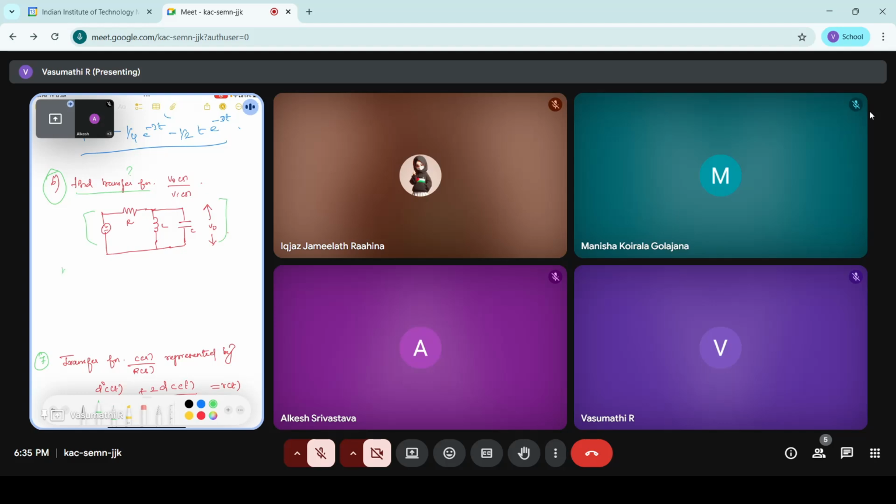You just have to use KVL, KCL, whatever it is based on the system. And if it is a mechanical system, use m into acceleration plus b into velocity plus k into position. So you will be asked to find the dynamic equation related to this. Just apply KVL to the system, write the mathematical equation based on this electric circuit, and try to convert it into the transfer function using the Laplace transform.